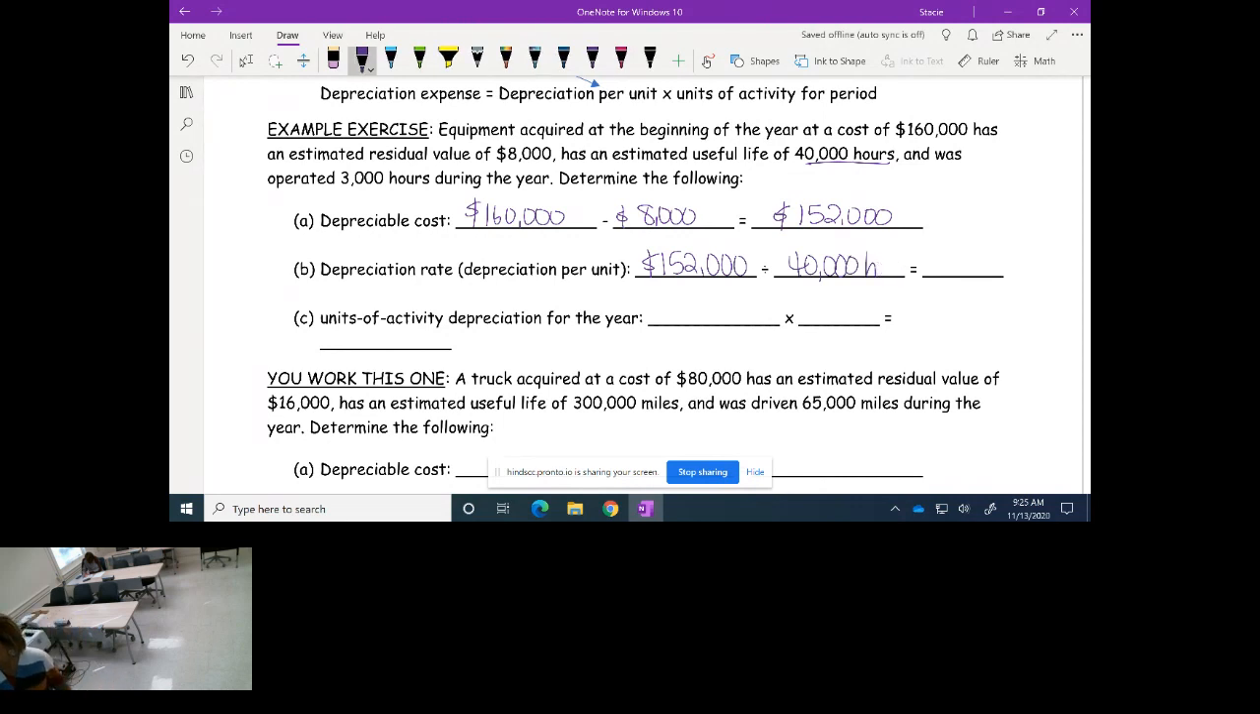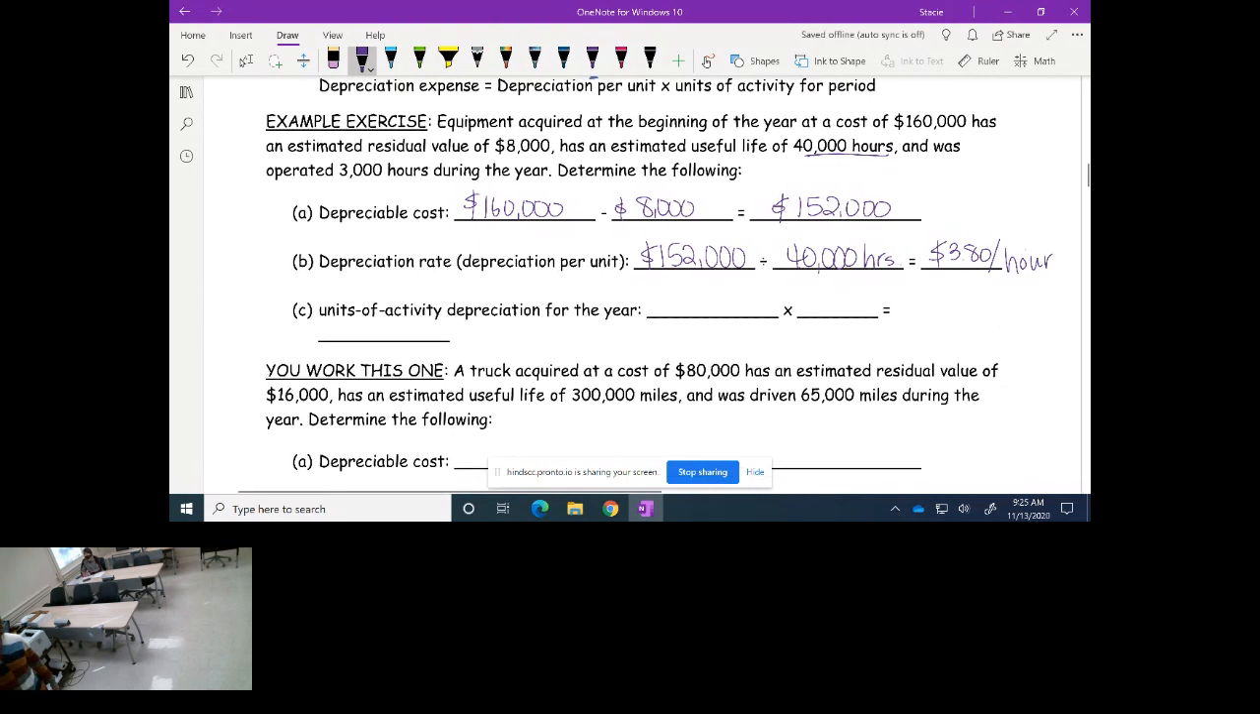So that's going to give us how much per hour? 3.8. So our depreciation rate is $3.80 per unit, which is an hour. I say hour, so unit. Our unit is an hour. So that's how much we're going to depreciate. For every hour this machine works, we'll depreciate $3.80.